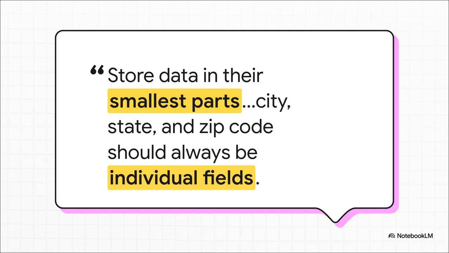And this smallest parts rule, this is probably the first big aha moment for a lot of people. See, if you lump a whole address into one big field, you can never ask a simple question like, hey, show me all my customers in California. By separating out the city, the state, and the zip code right from the start, you're not just organizing your data for today, you're future-proofing it. You're giving yourself the power to ask questions you don't even know you have yet.